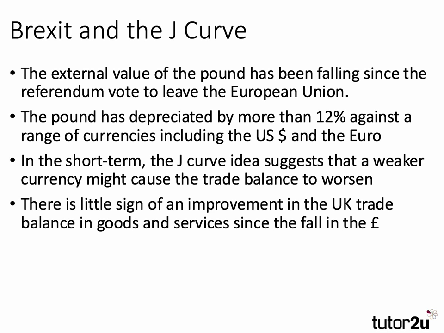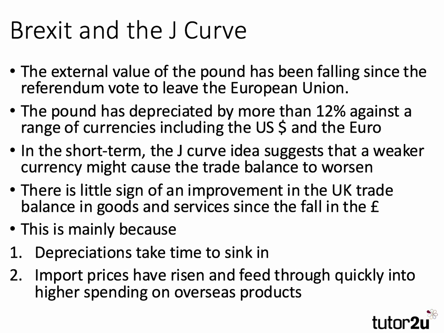Now, the J-curve idea. So the J-curve is the concept, the notion that in the short term, a weaker currency actually might cause the overall balance of trade to get worse, not better. And indeed, the evidence suggests that there's not much sign of an improvement in the UK trade balance in goods and services together since the pound started falling back in the summer of 2016.